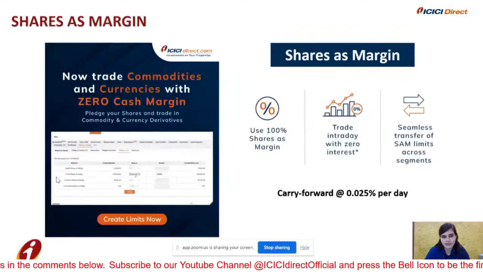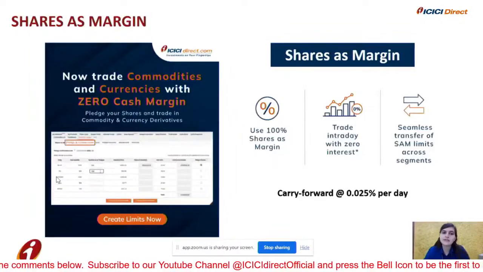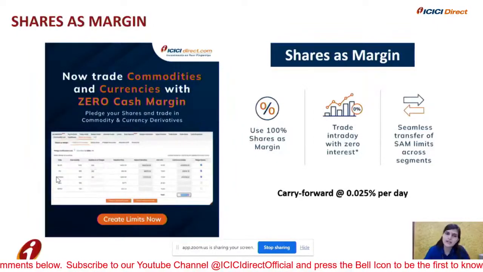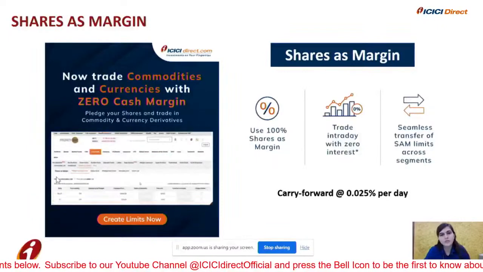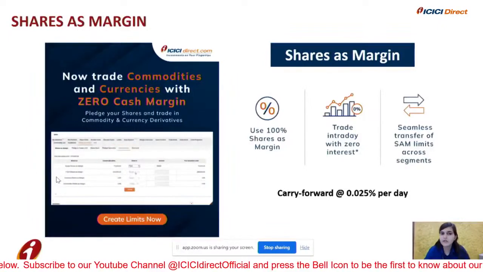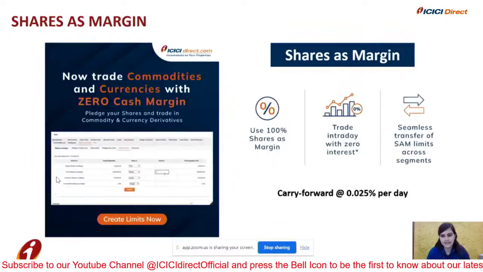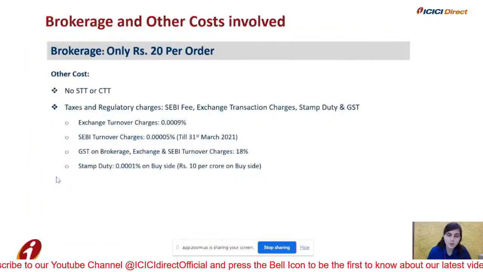For intraday, you won't be charged any interest. It's zero if you are taking intraday trades. But if it's a positional trade, there will be an interest charge of 0.025% per day for the limits which you have utilized.